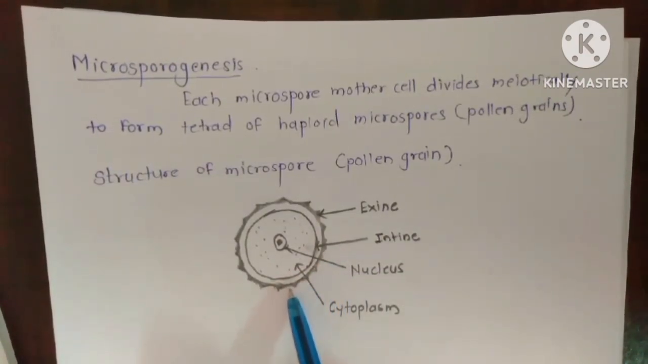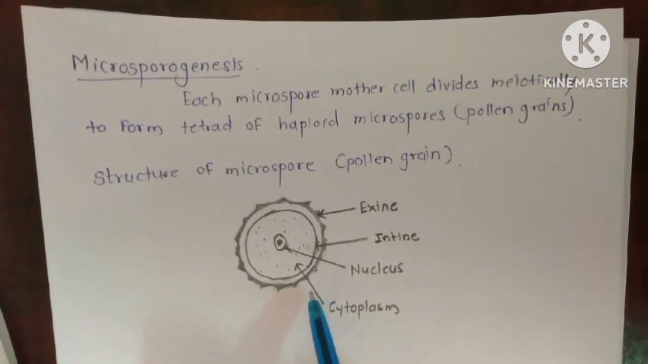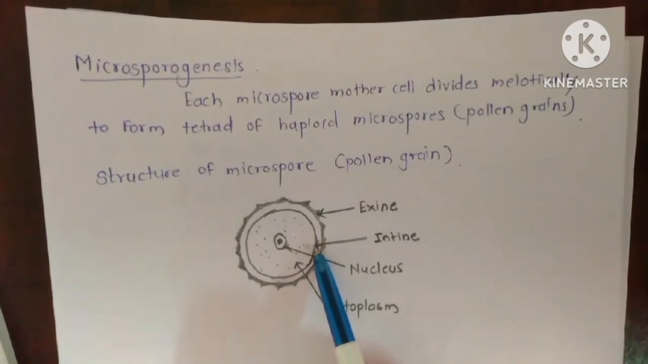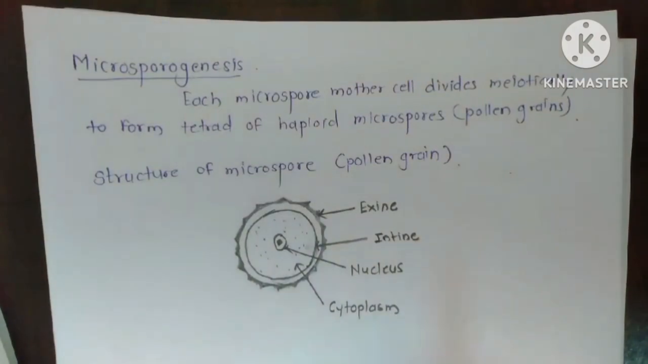At some places, exine is very thin, showing thin areas known as germ pores. Germ pores are meant for the growth of emerging pollen tube at the time of germination of pollen grain. Then inner layer is called intine. Intine is thin, smooth and made up of cellulose and pectin.